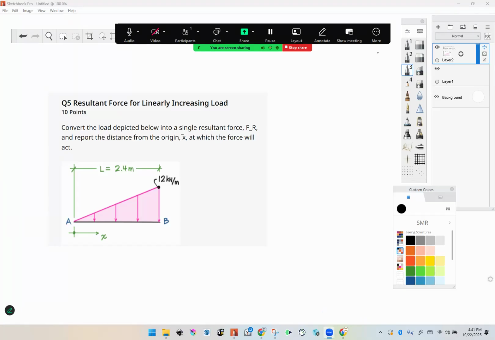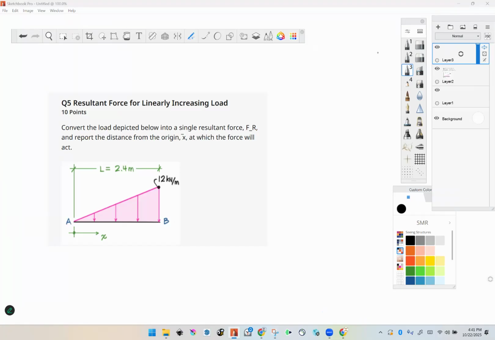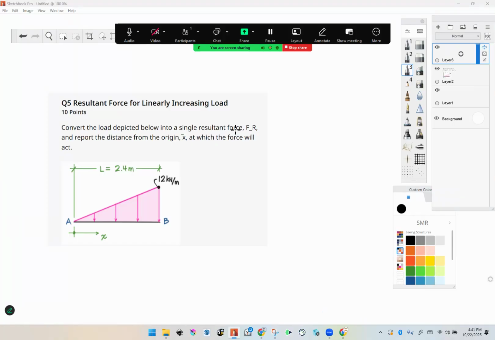Hi, everyone. This is a solution for question 5 on homework set number 5. So in this problem, we're given an increasing load. So it's a downward load on a segment of a member AB, and it has a peak intensity of 12 kilonewtons per meter. We're asked to convert it into a single resultant force and tell me where that force acts.